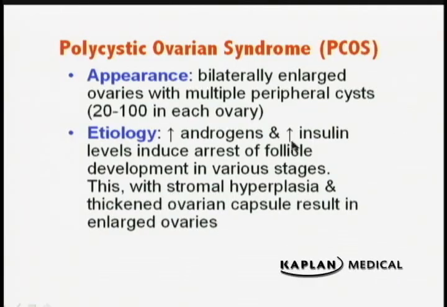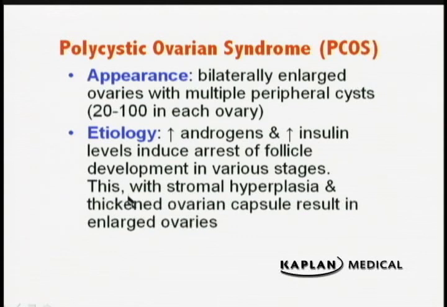Etiology. Because of the increased FSH and LH, in particular the LH stimulates the theca cells to produce androgens. The androgens will increase insulin levels, and the increase in androgens plus increased insulin levels induce arrest of the follicles in these ovaries at various stages of development. So instead of proceeding on to become either a dominant follicle or regressing, they're arrested and they just stay there.